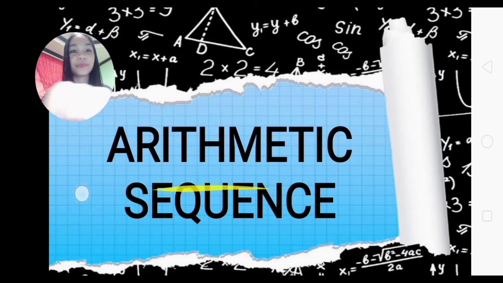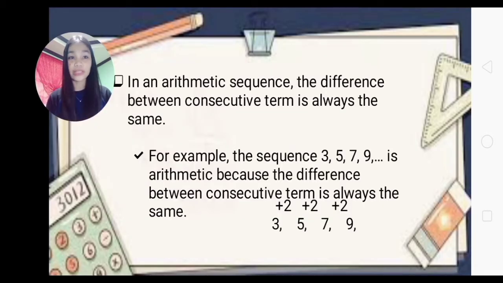Arithmetic sequence. In arithmetic sequence, the difference between consecutive terms is always the same. So always remember that the difference between consecutive terms is always the same. For example, we have the sequence 3, 5, 7, 9, and so on. It's an arithmetic sequence because the difference between consecutive terms is always the same, because their consecutive difference is positive 2.